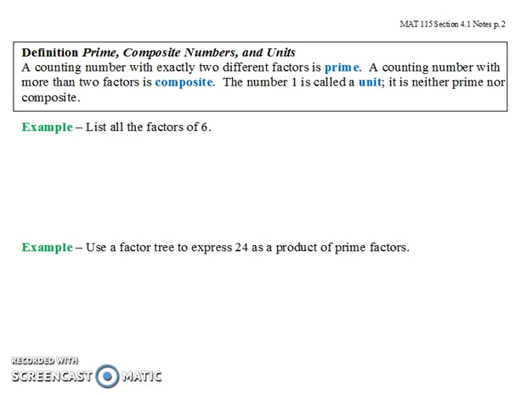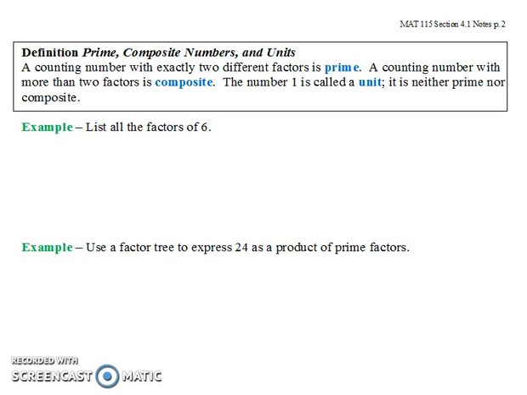Definition of prime and composite numbers and units. A counting number with exactly 2 different factors is prime. A counting number with more than 2 factors is composite. The number 1 is called a unit. It's not prime, and it's not composite.